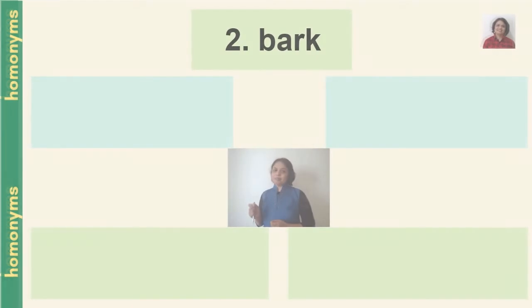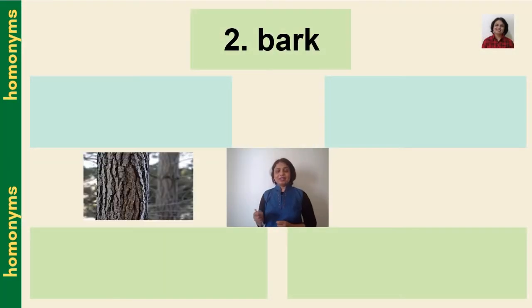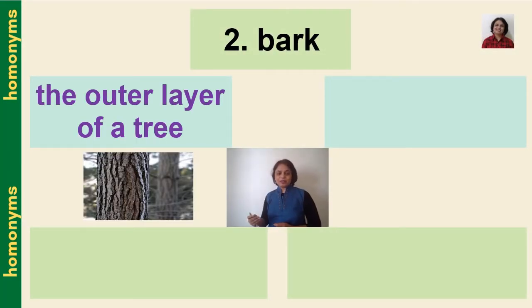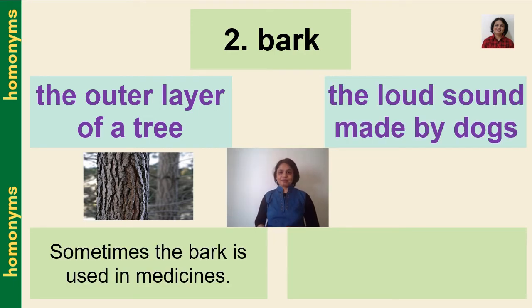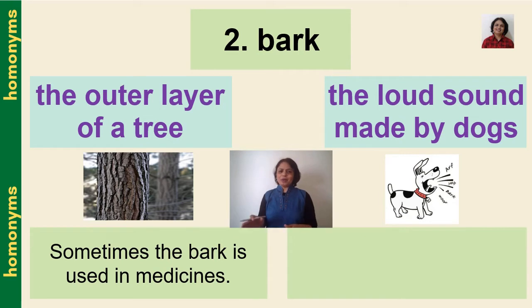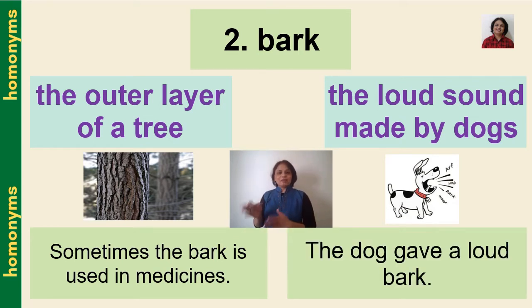Number two is bark. As you can see in the picture, it means the outer layer of a tree. Sometimes the bark is used in medicines. The other meaning of bark is very common. A dog barks. For example, the dog gave a loud bark.